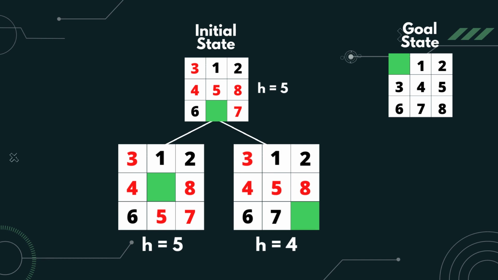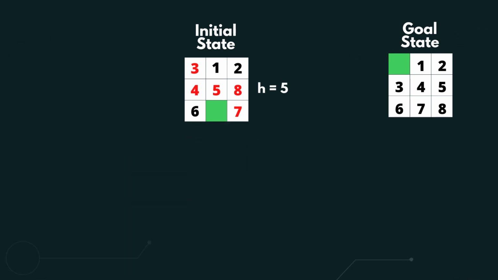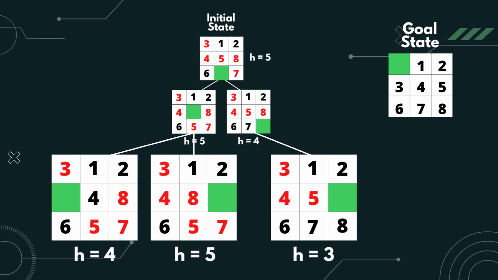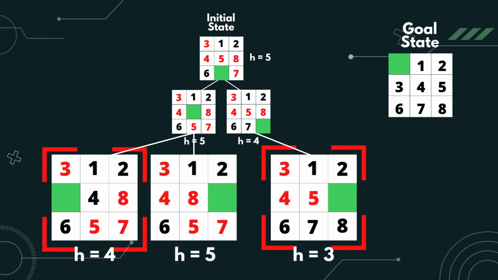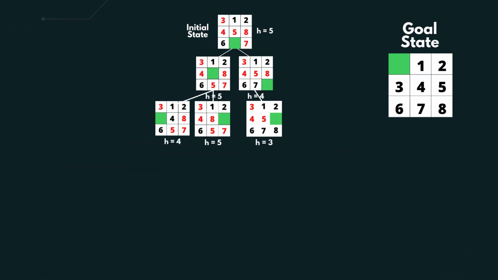Then, for each generated state, we generate another two. When generating a new state, we only choose to move misplaced tiles. This is to ensure that the heuristic value does not increase. From the three generated states, choose two with the lowest heuristic values.